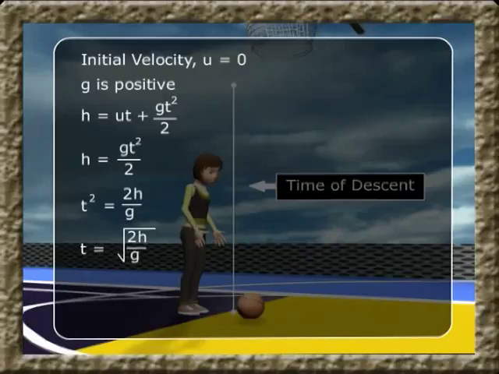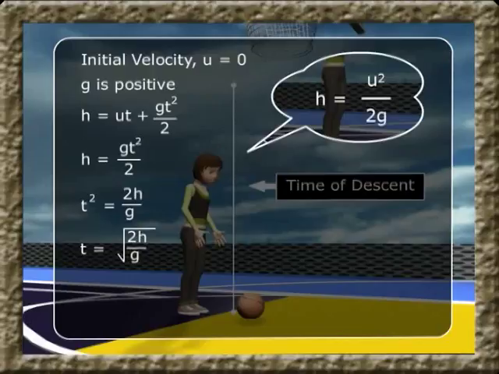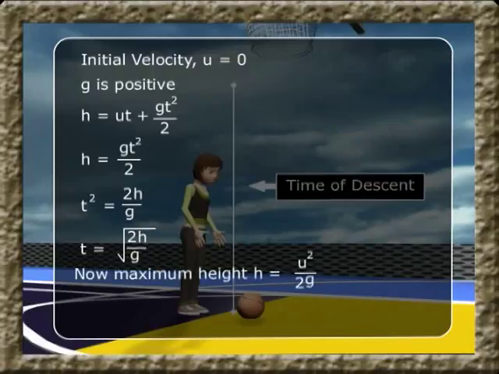Since we have already calculated the maximum height, we replace the value in this equation. Now, maximum height h is equal to u square divided by 2g. t is equal to square root of 2u square divided by 2g square. t is equal to u by g. Time of descent is equal to u by g.